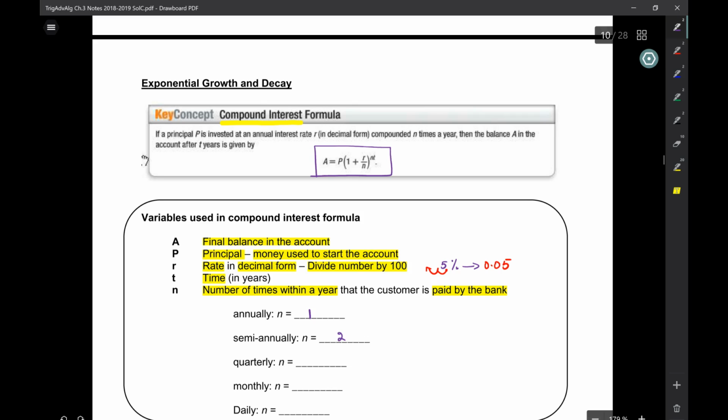Quarterly, how many quarters in a year? 4. So N equals 4. Monthly, how many of those in a year? 12. Daily, 365. If it's a leap year, then there's 366, but we're not going to consider leap year. And one thing I didn't put on here is weekly. I get asked every year about weekly. How many weeks in a year? So it's 52 weeks in a year.